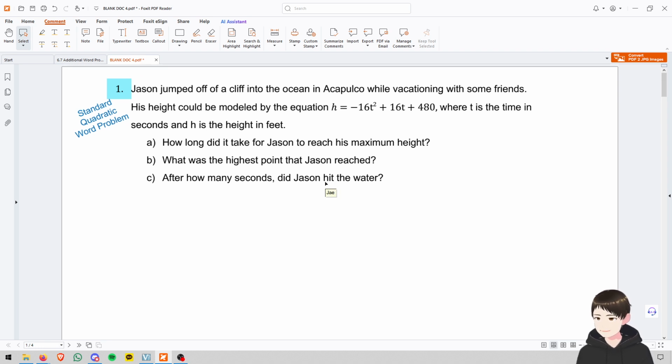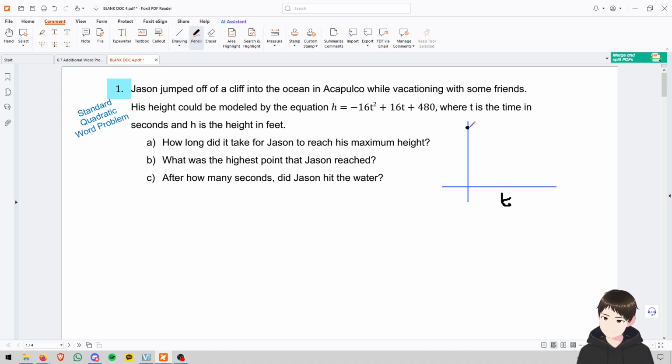Word question 1, the standard typical quadratic word problem that you would see basically in any school. Jason jumped off of a cliff into an ocean in Acapulco while vacationing with some friends. His height could be modeled by the equation, where t is the time in seconds and h is the height.